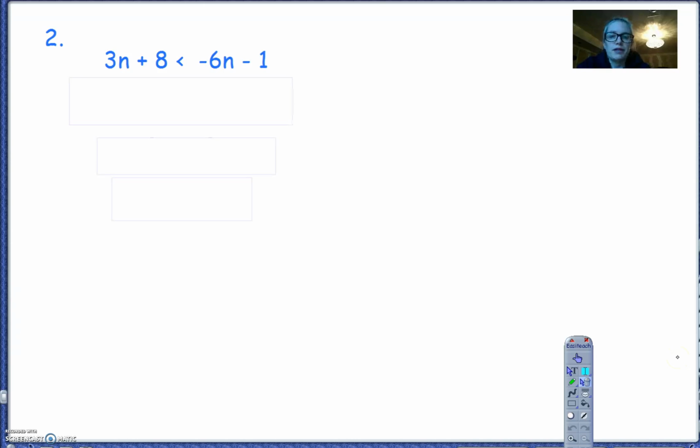Second one, write down the inequality. First thing you do is you combine your like terms. So I'm going to bring my negative 6n over by adding it to both sides. I get 9n plus 8 is less than negative 1. Subtract my 8 over to both sides. 9n is less than negative 9. Divide both sides by 9. n is less than negative 1. So this is our normal solution. You're used to a variable with an inequality symbol and a number.